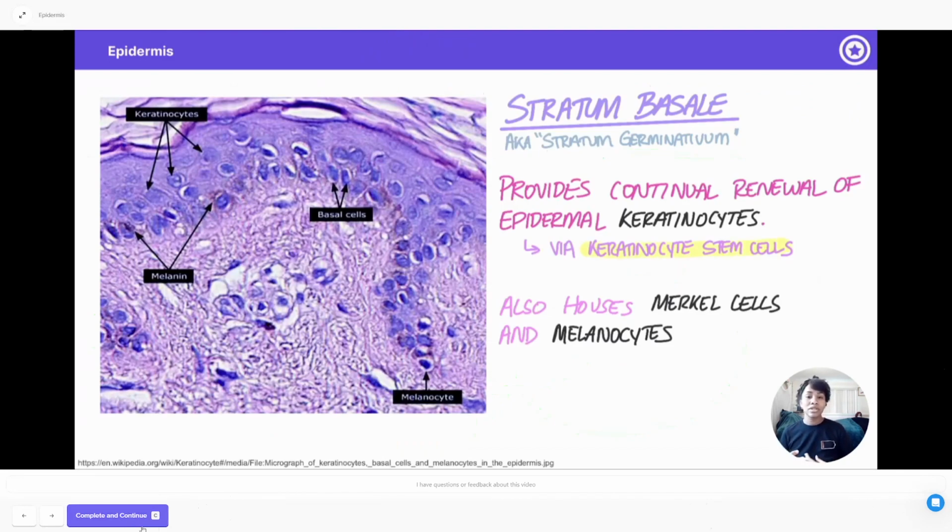So those stem cells can become the cells that will migrate and divide upwards throughout the other layers of the epidermis. And aside from the keratinocytes that we can actually see here in this micrograph, which I thought was pretty cool, we can also see other cell types as well. So the stratum basale is also where we find the Merkel cells and the melanocytes.